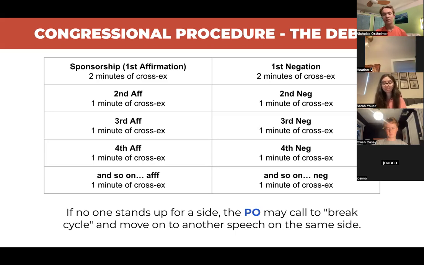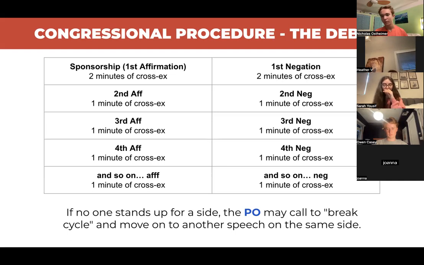Right after that's done, you have the first negation, which is also a 3-minute long speech with 2 minutes of cross-ex. These 2 speeches are responsible for starting off the affirmative and the negative advocacy regarding the bill. After that, the affirmation and negation speakers just continue to alternate until the debate is over and the chamber decides to move to the previous question and vote on the legislation. How many speakers there are on a bill depends entirely on how many there are in the chamber and how many want to speak. Keep this in mind.